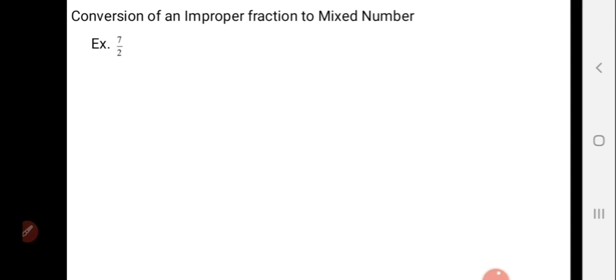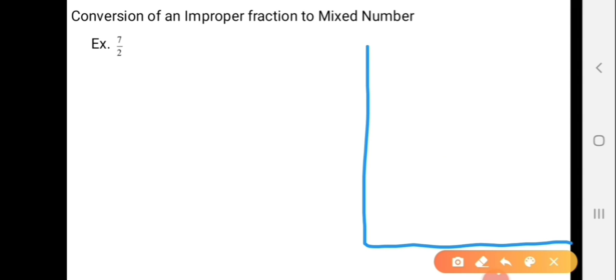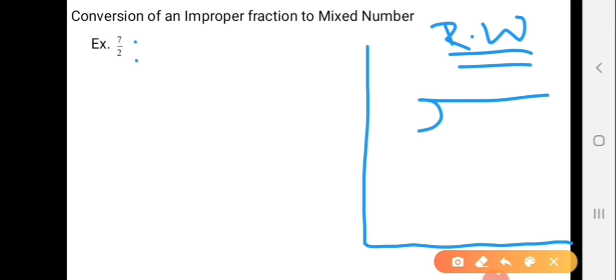Our next topic is conversion of an improper fraction to a mixed number. Here is an example, 7 by 2. I will make a space here for rough work. And 7 by 2 is an improper fraction because 7 is greater than 2.